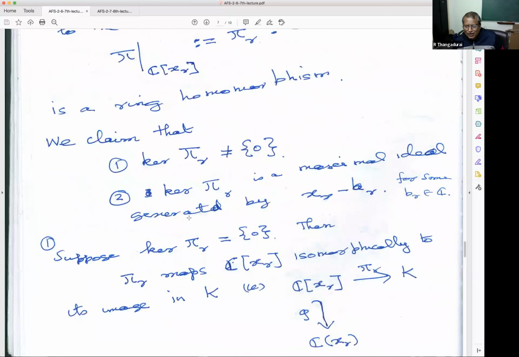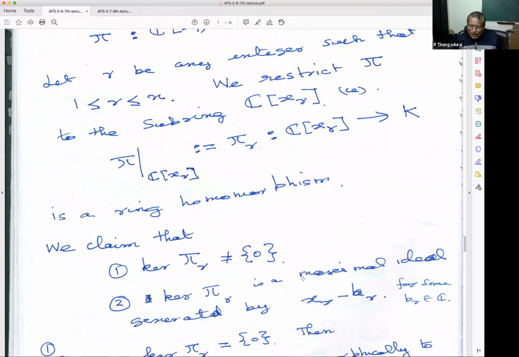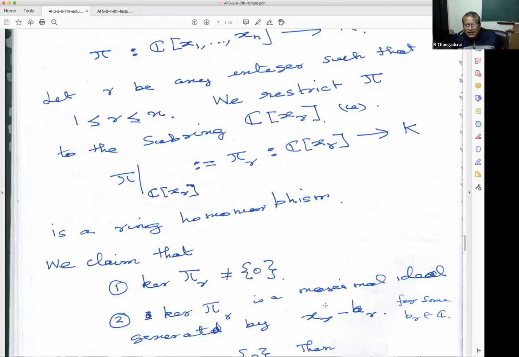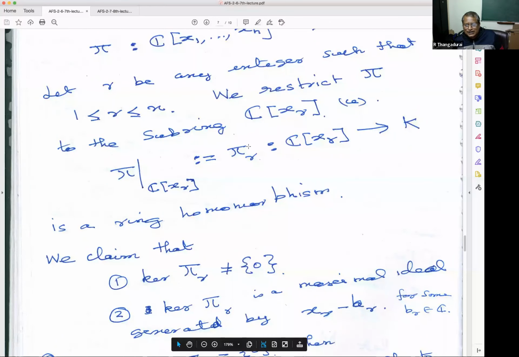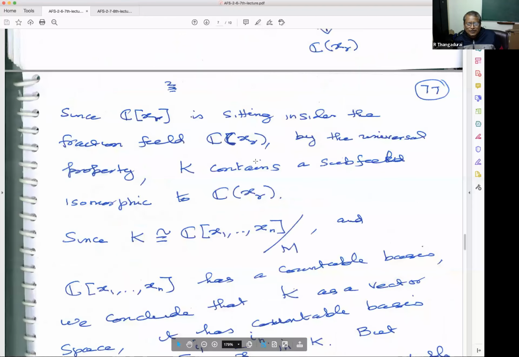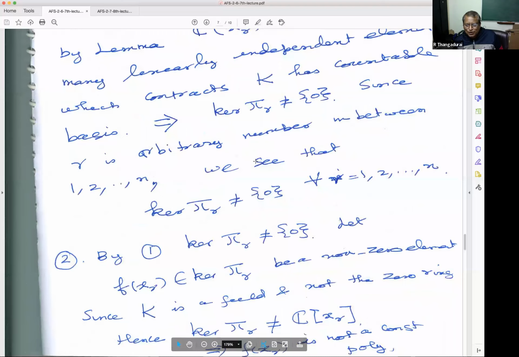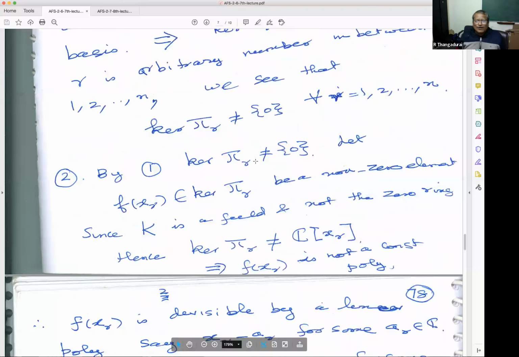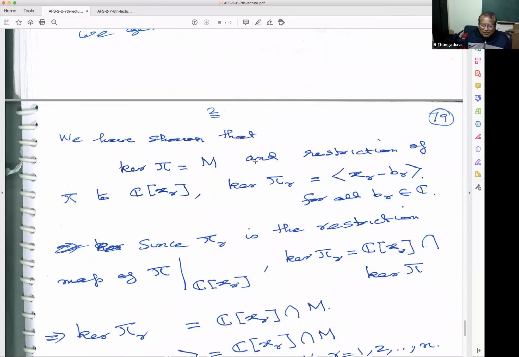What we are going to do is say that x1 minus b1, x2 minus b2, etc., are all elements of m. That's why we are doing the restriction map. How do these belong to m? What we have shown is that kernel pi equals m, and the restriction map is a canonical map, therefore kernel pi has to be m, and the restriction map to each subring, that kernel is generated by the linear factor xr minus br.